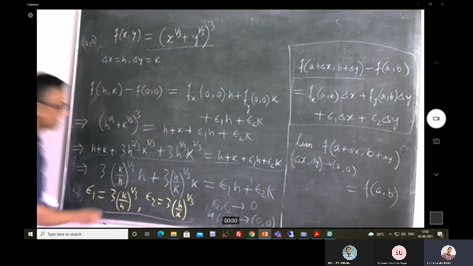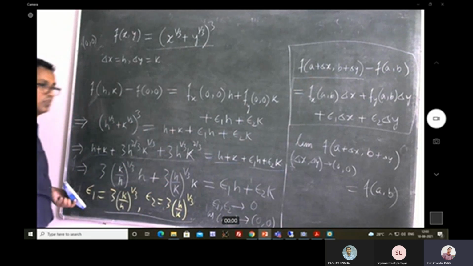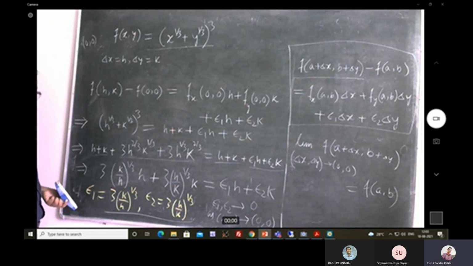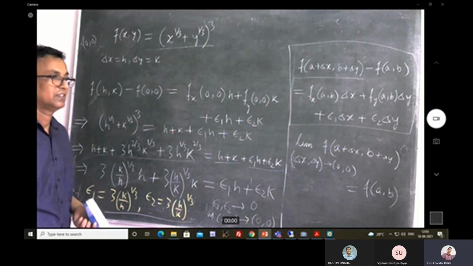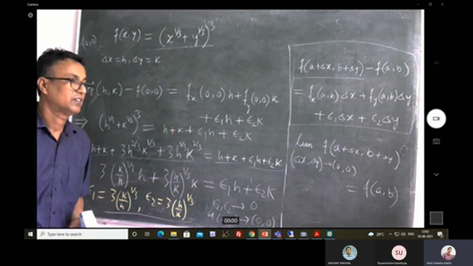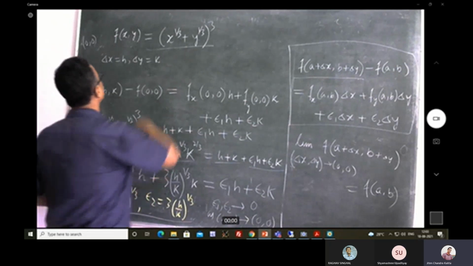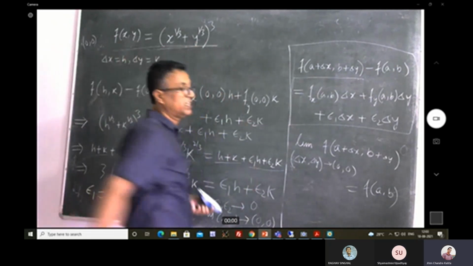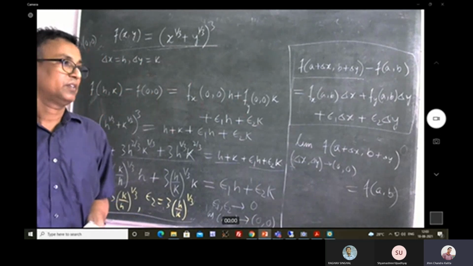Is that happening here? If h and k both tend to (0, 0) simultaneously, epsilon 1 and epsilon 2 are not defined, isn't it? Right? So that is why the given function is not differentiable at the origin.